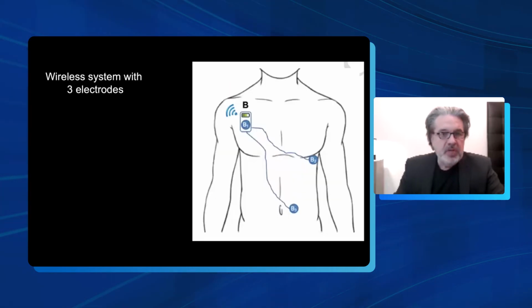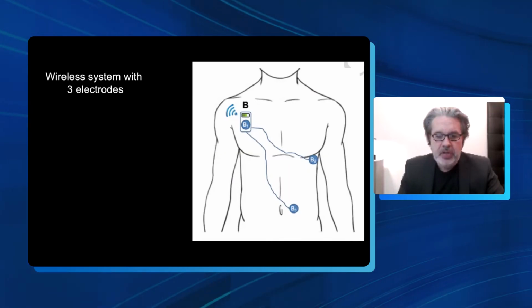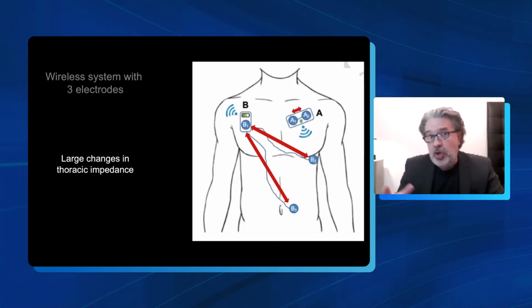So how is it possible? As you can see, this new monitoring system includes 3 electrodes, which are at least 20 centimeters apart, explaining why the system is able to record pretty large changes in thoracic impedance, at least much larger than what could be recorded with a single adhesive patch.